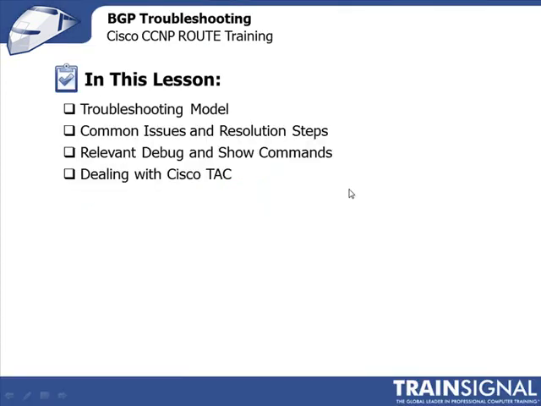We're going to be looking in this lesson at BGP troubleshooting. In this particular lesson, we're going to once again review the troubleshooting model. We're going to go over BGP specific common issues and resolution steps, things that you might run into, relevant debug and show commands, and then finally review of dealing with Cisco TAC, or the Technical Assistance Center.